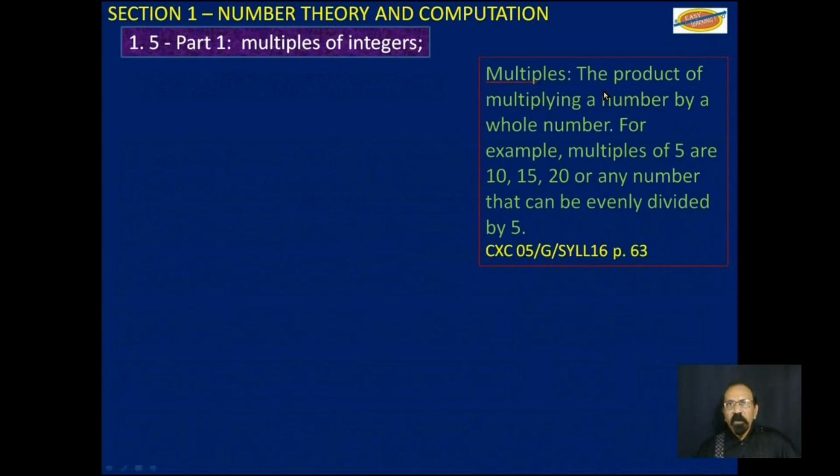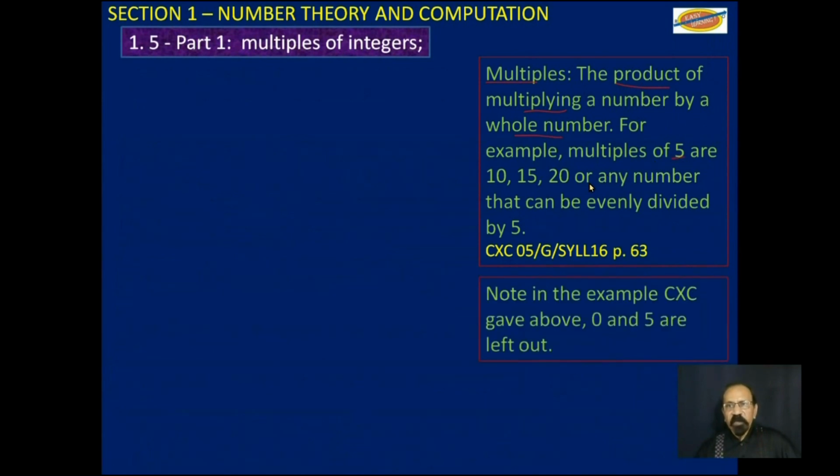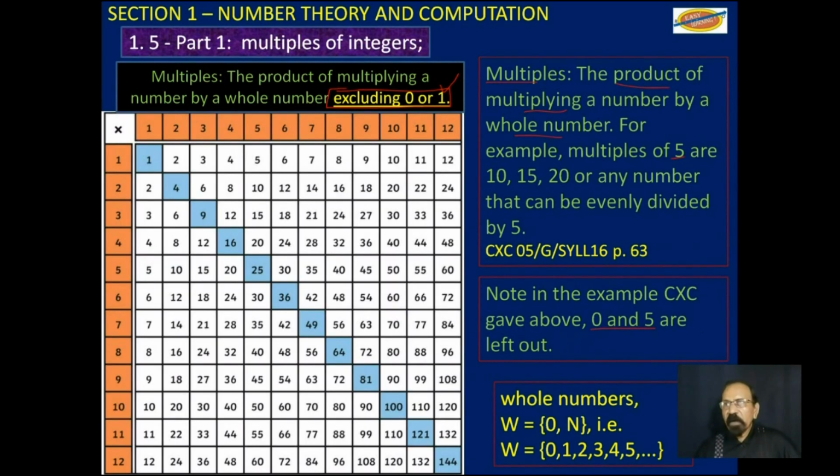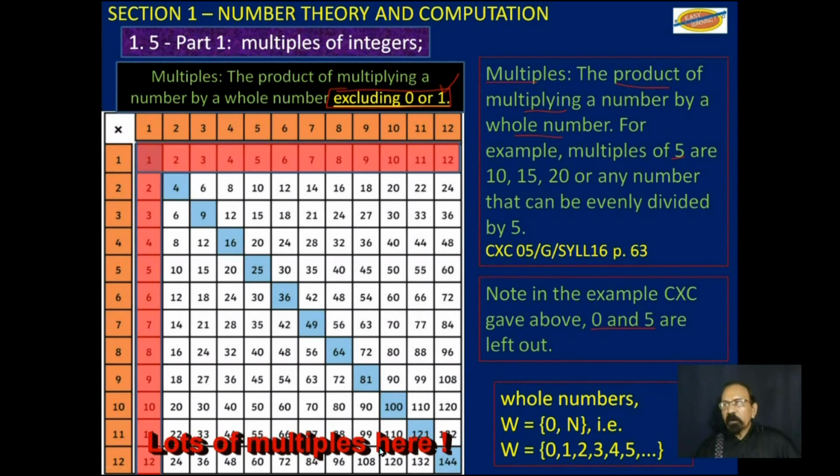So multiples, the product of multiplying a number by a whole number. And the example CXC gave is this one here of 5. And as we said, 0 and 1 are left out. So we modify CXC's definition and add to it excluding 0 and 1. So let's look at this multiplication table that you need to know if you don't know it already. We will leave out these two, that row there and this column here, because those are multiples of 1.